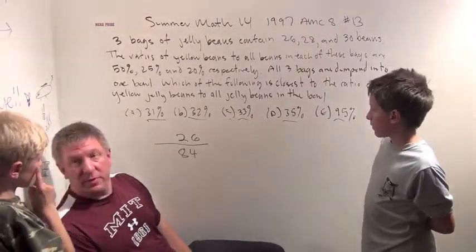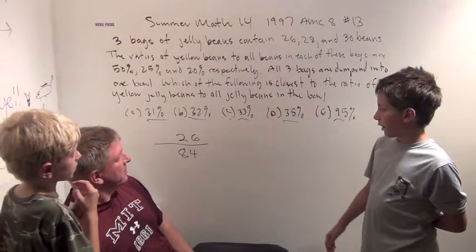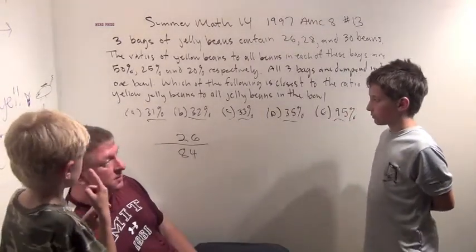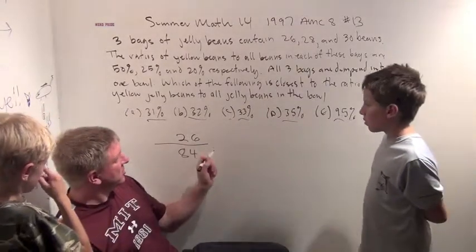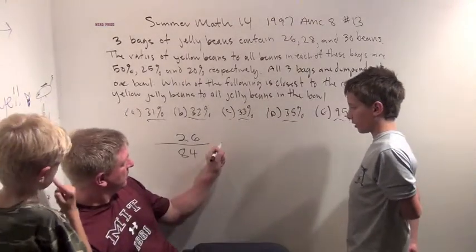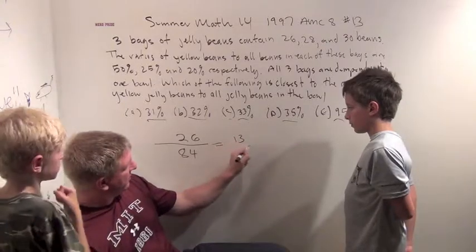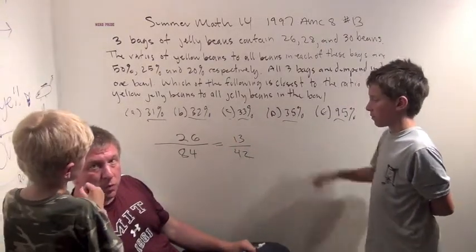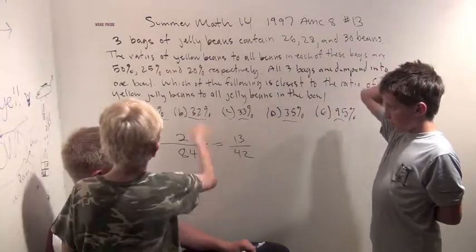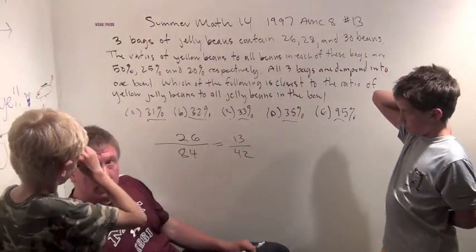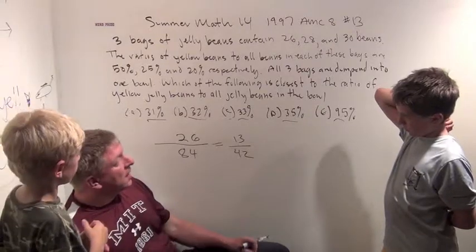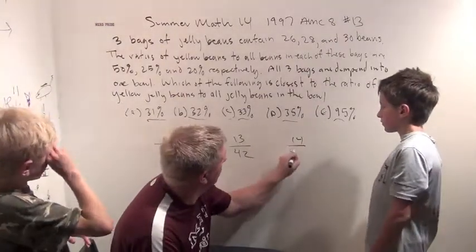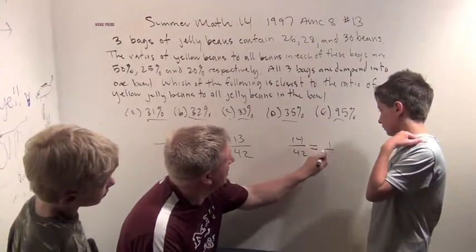Well, are there any ones that we can rule out right away? 95, because this is less than a half. Okay, good. What can you tell me about this fraction? Well, it's 13 over 42. This is 13 over 42. Okay. It looks like it's pretty close to 14 over 42, which is 1/3. Hey, high five. Very good observation. 14 over 42 is a third.